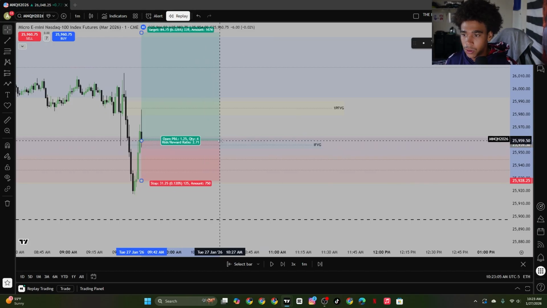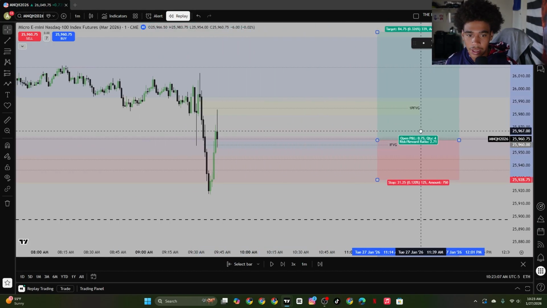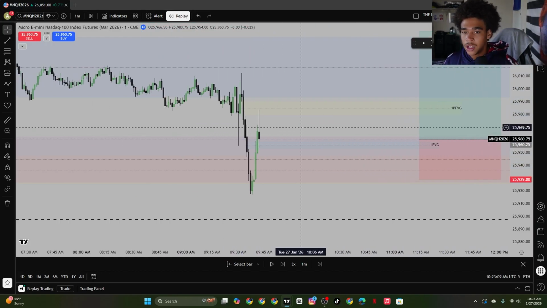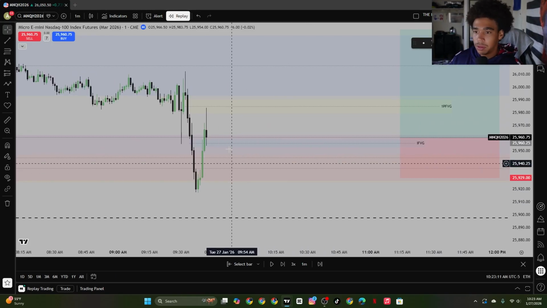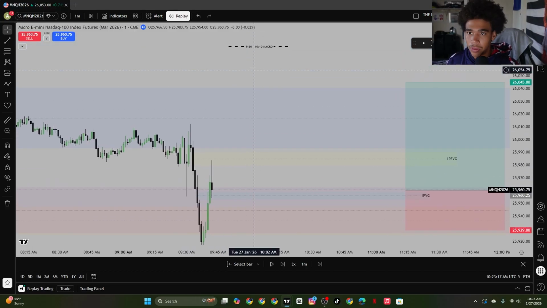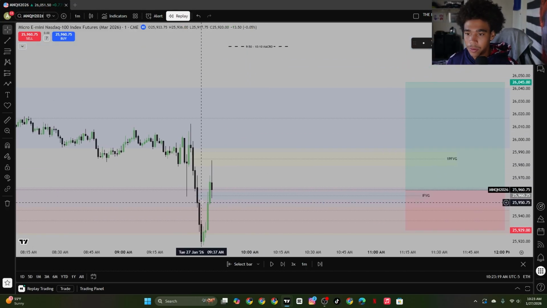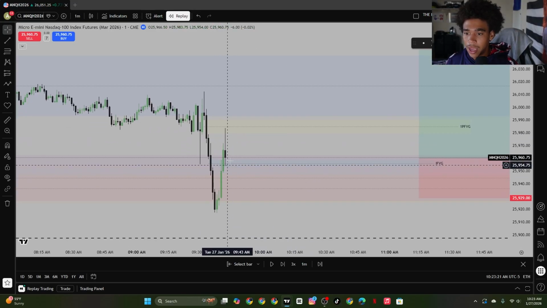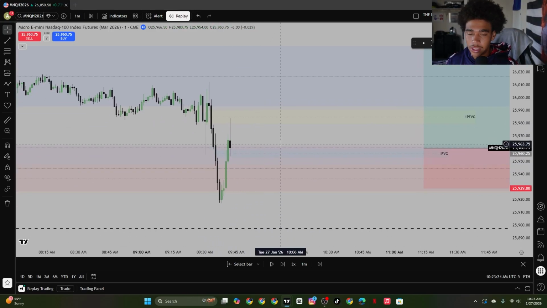Now, a lot of things go on here, so I don't really want to keep this on here like that. I'll probably keep it like that. So now I'm looking at a couple of things. Now I'm inside my entry, I'm paying attention to this first presented fair value gap. Now I'm really waiting for the macro, 9:50 to 10:10 macro, for price to spool. I'm okay with us trading inside of this range until then.